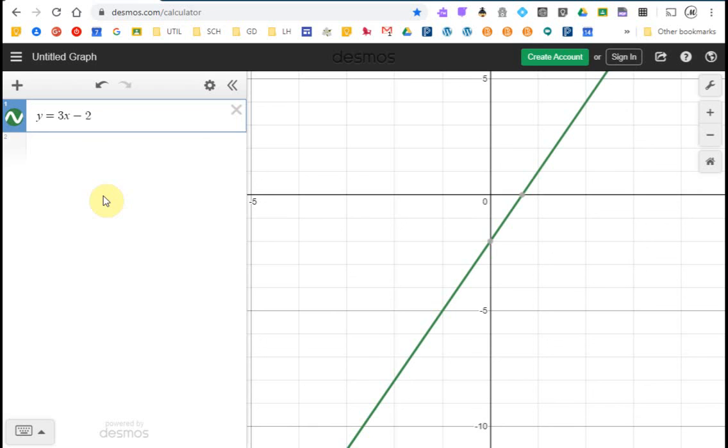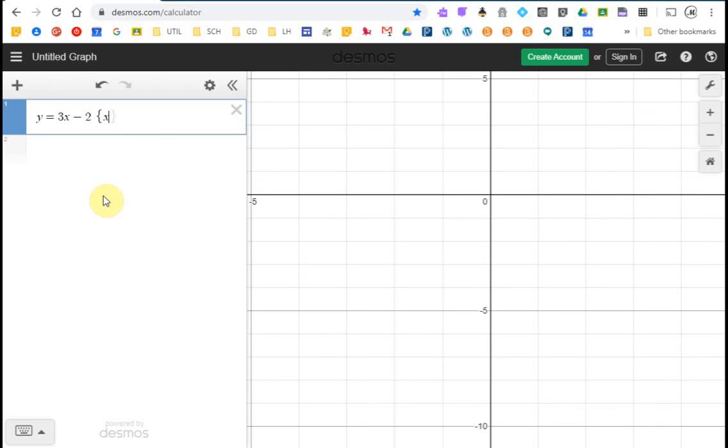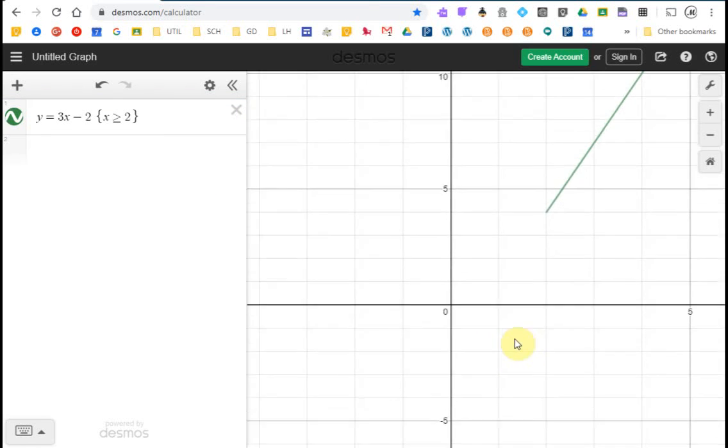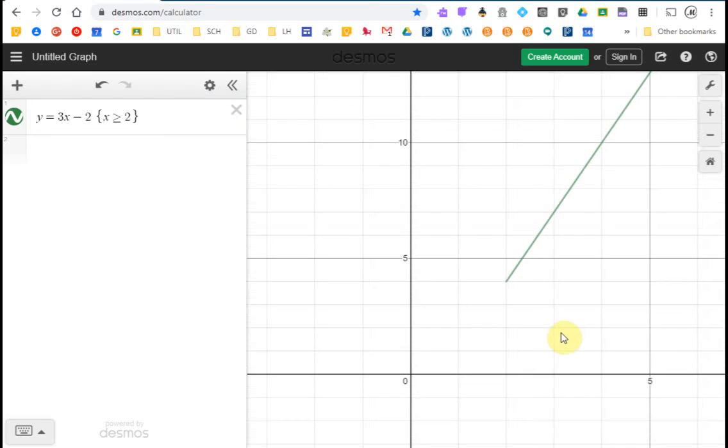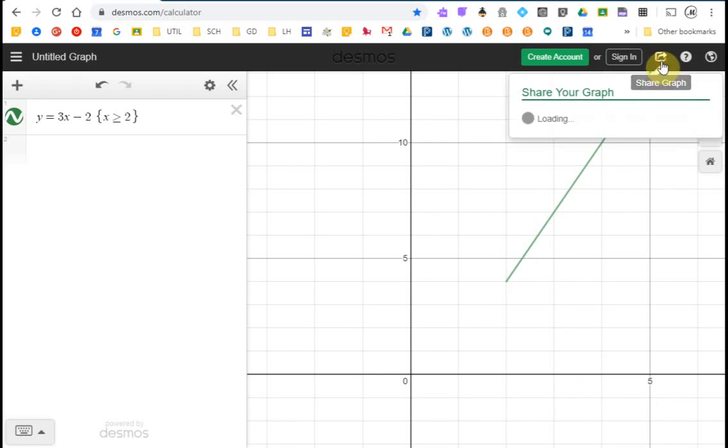And so in Desmos, we need to tell it what the domain of this function is. So we will use the brackets that we use for domain, and we will state that x is greater than or equal to 2. And then if we just adjust this graph, we can see that now it graphs this line, but with the lower limit based on the domain. And now I'll insert that into my document.